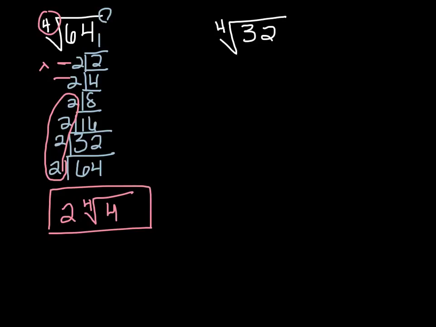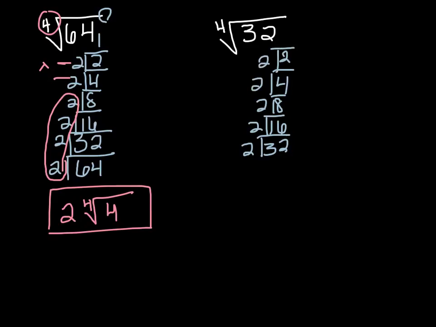So let's try it again with 32. 32 divided by 2 is 16. Divided by 2 is 8. Divided by 2 is 4. Divided by 2 is 2. Divided by 2 is 1.